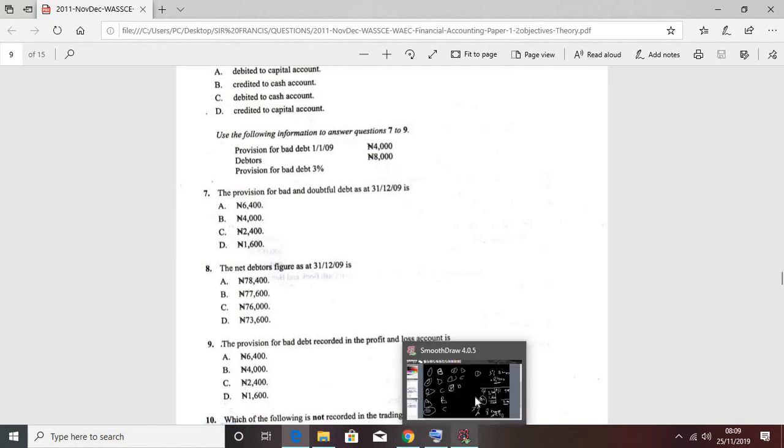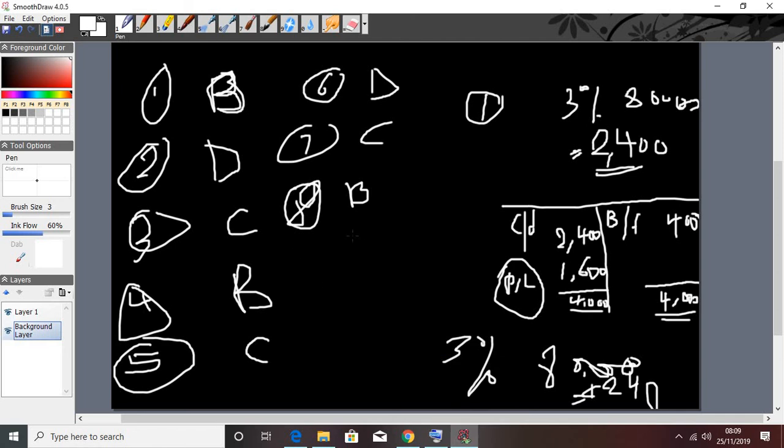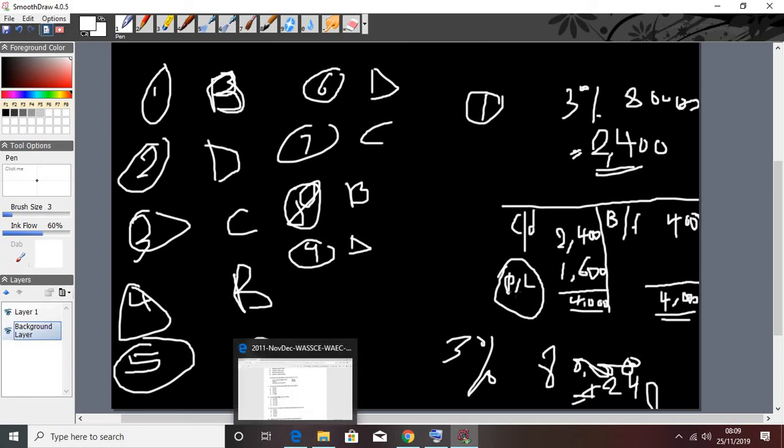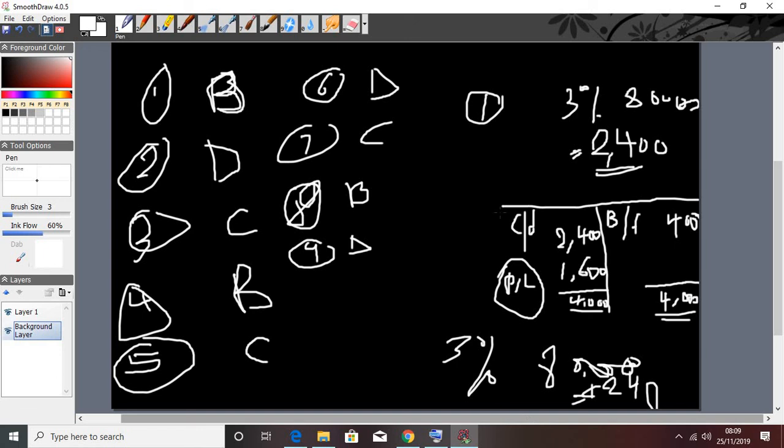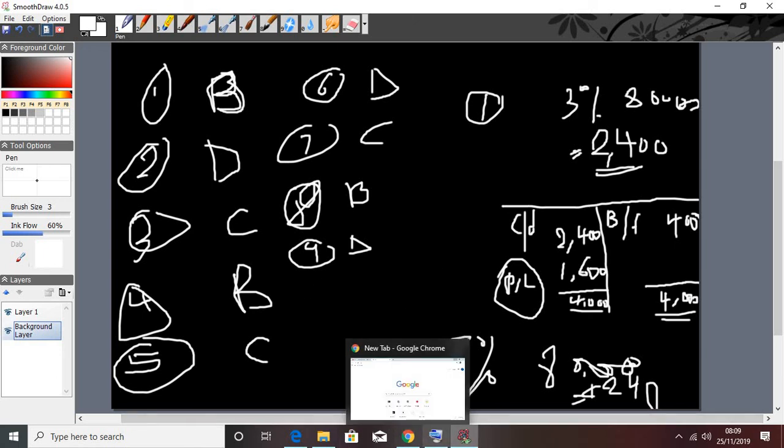Question number 9, the answer is D. Okay, so if you use the information given as per the question, you will not get all these figures. So try and understand what I'm trying to say. So question number 9, the answer is D.